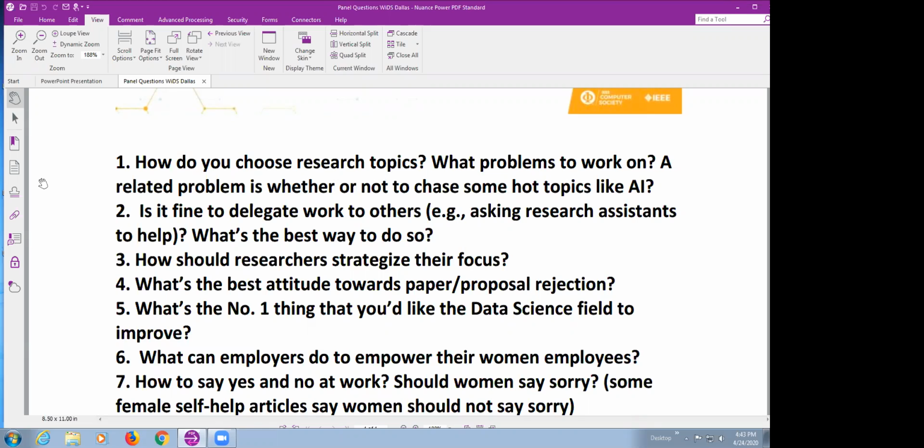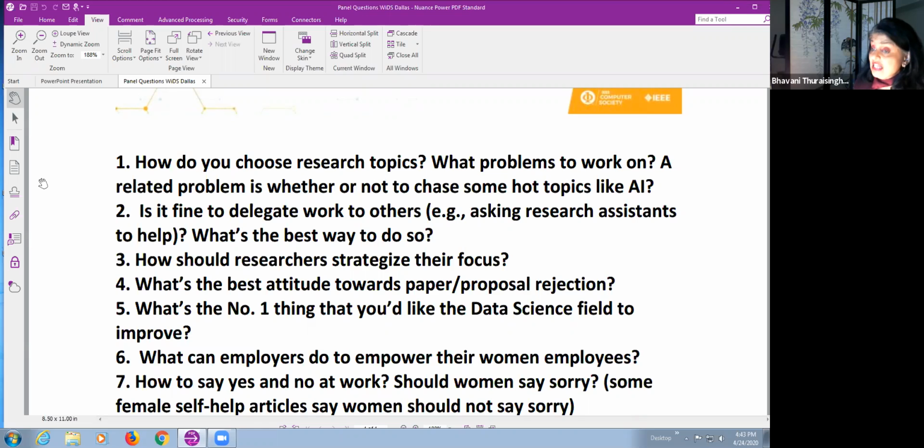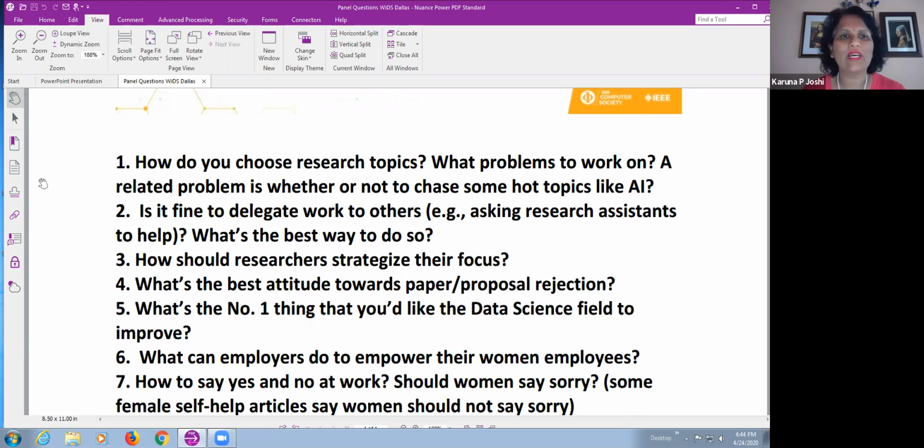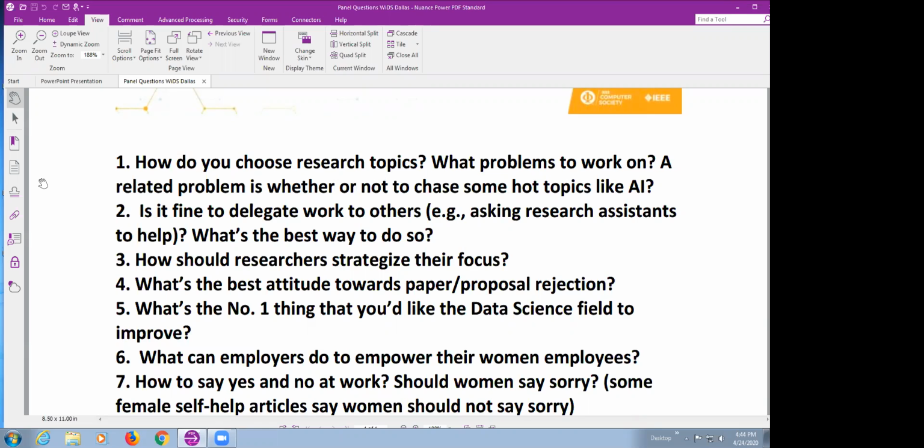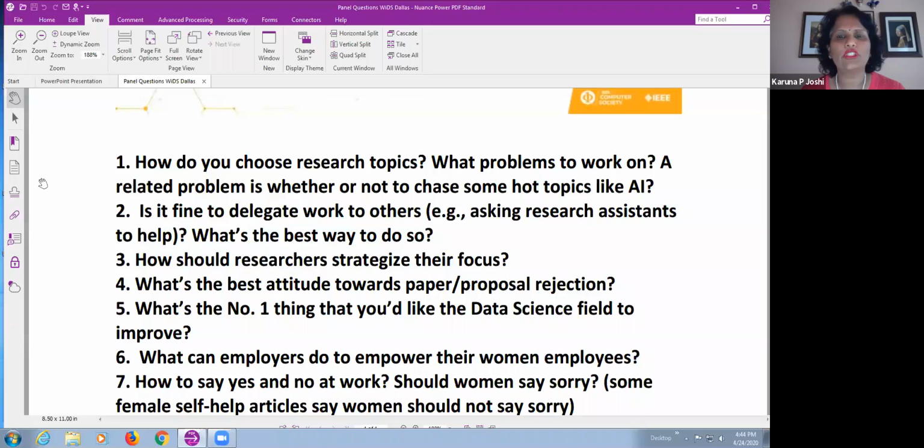And as Mei-Ling says, it's somewhat related to number one, right? Choosing topics. So how should a researcher focus, maybe in a mid-level career, I'm asking. Right. So I agree with the observation that it is quite similar to the first question. And I think, how do you strategize your focus?